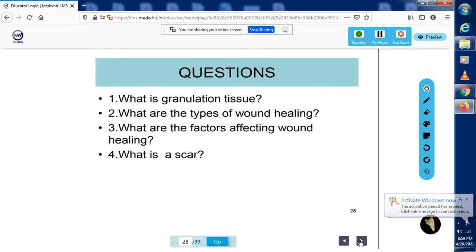Then coming to the questions. You should know what is granulation tissue, what are the types of wound healing, what are the factors affecting wound healing, and what is a scar. So please answer these questions.